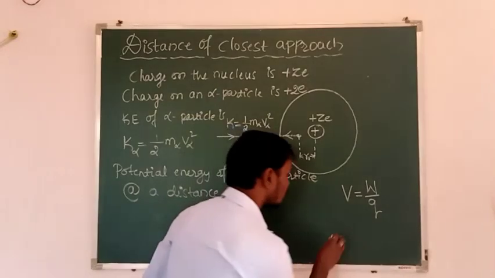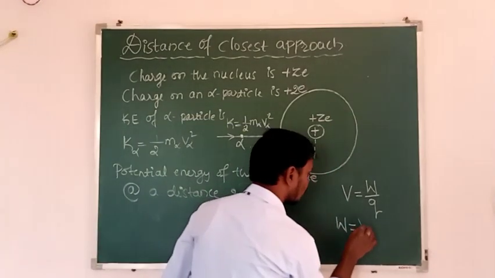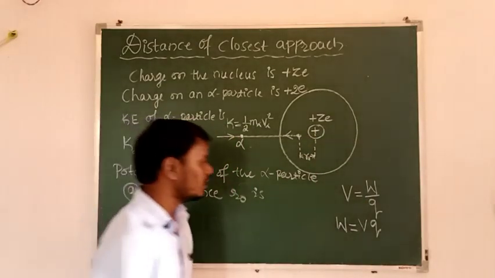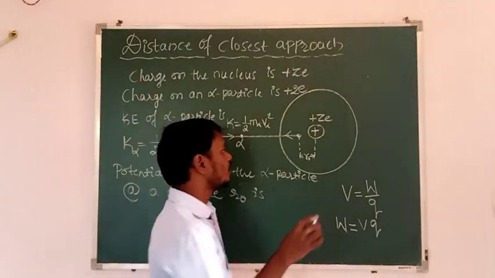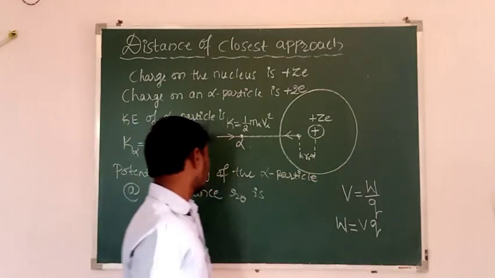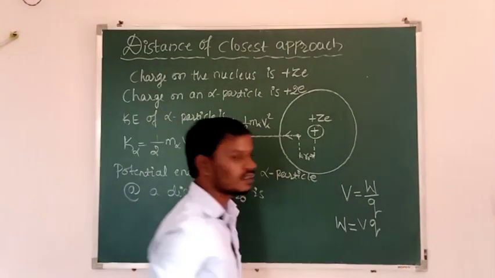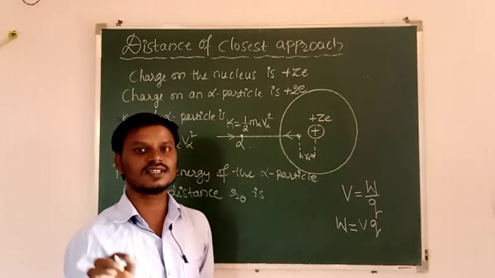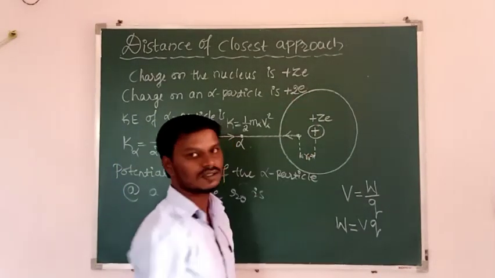So that work done on the alpha particle due to the potential of the nucleus is V into Q. Then what is V here? V is nothing but the potential due to the nucleus at the distance of closest approach. And what is Q here? Q is nothing but the charge on the test charge. What is the test charge here? Alpha particle. And the charge on the alpha particle is plus 2e.